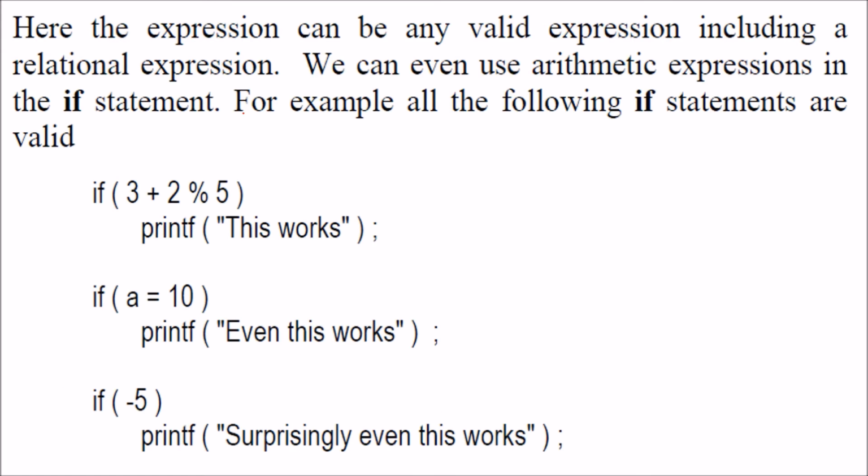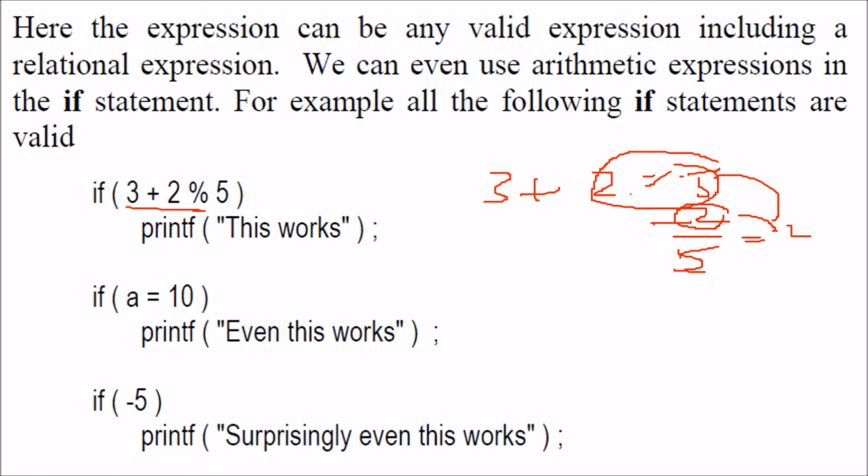So what we are trying to do here is, this is an expression. See, 3 plus 2 modulo 5. 2 modulo 5 is what? It will be 2. In modulo, if the numerator is smaller than the denominator, you get the numerator itself. So you get 2 here. And 3 plus 2 is 5. And when this is 5, this is going to work. Even if you have 10, it is going to work. Even for minus 5, it is going to work. How is it happening? What is the real thing? The real thing is, if 0, then this line will not execute.